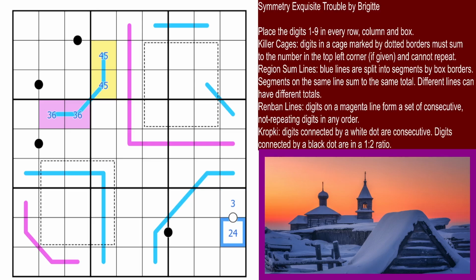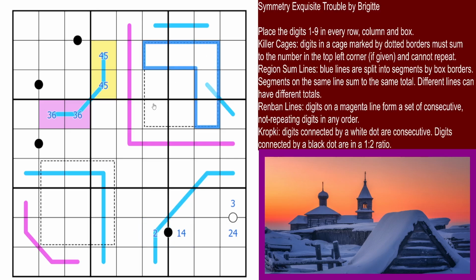Digits connected by a black dot are in a 1:2 ratio, right? Oh, this one is vertical. All others are horizontal, right? So digits here must be in a 1:2 ratio. So let's say if you have 2 here, then this must be either 1 or 4. That means this must be either double of this digit or half of this digit, and vice versa. So yeah, those are the rules.